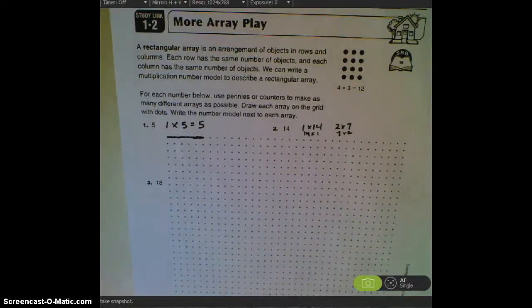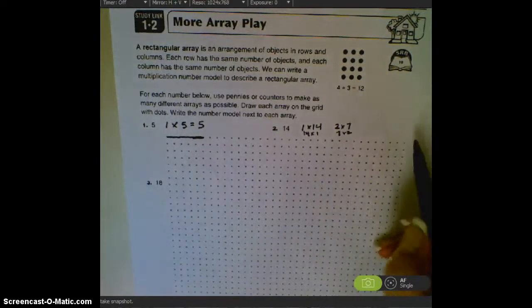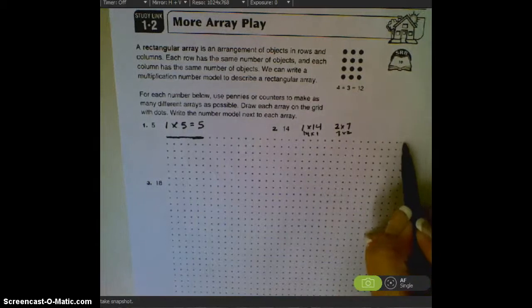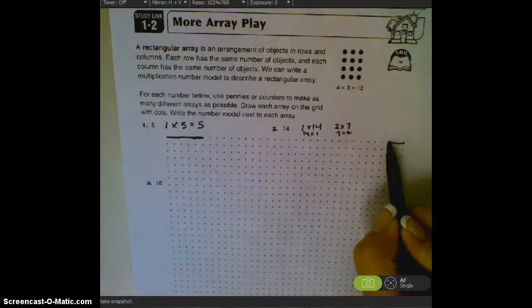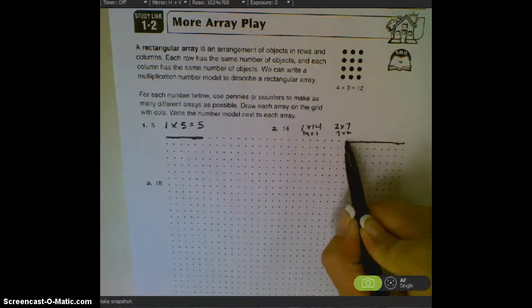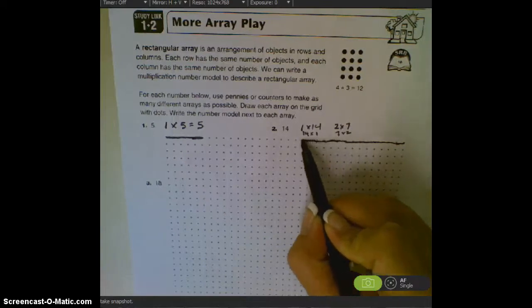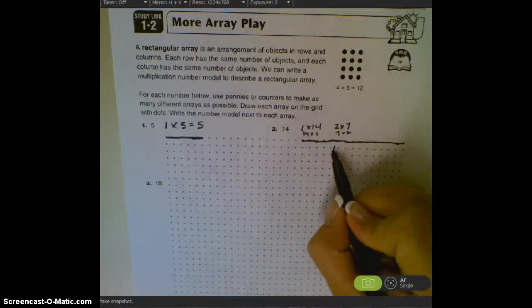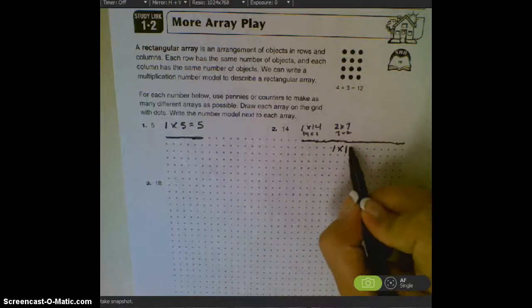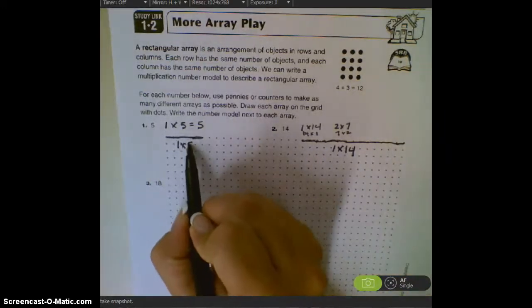So then if we draw that, we have to go 1 by 14, or 14 by 1, and then also 2 by 7. So I'm going to start over here and count backwards. 1, 2, 3, 4, 5, 6, 7, 8, 9, 10, 11, 12, 13, 14. And I'm supposed to label this. I think I forgot on the other one. That's a 1 by 14, and this one was a 1 by 5.